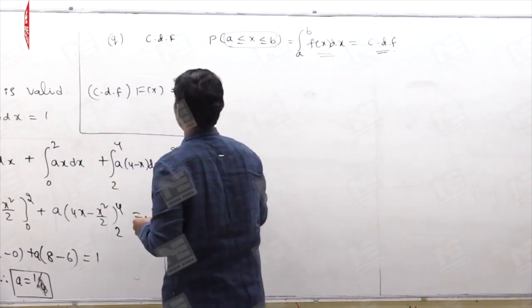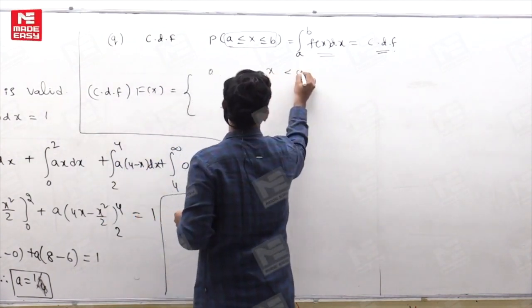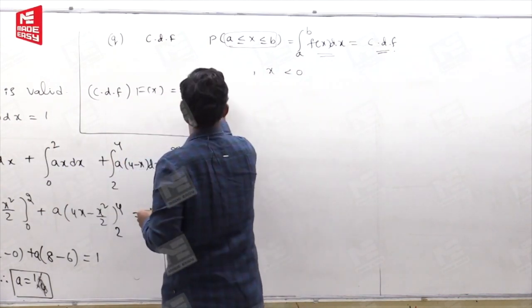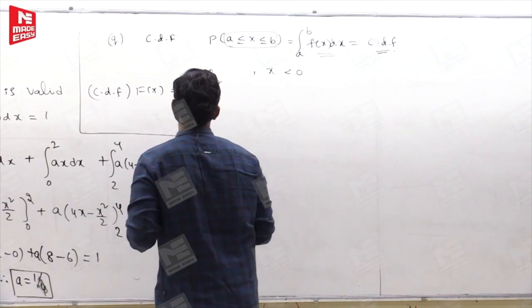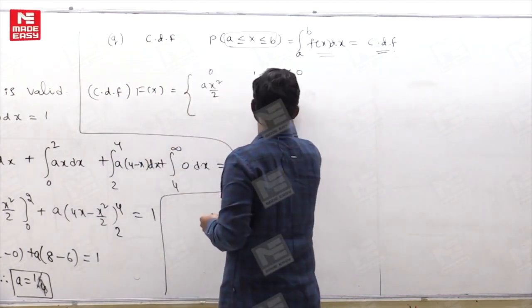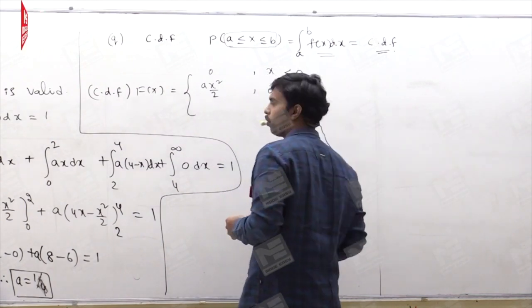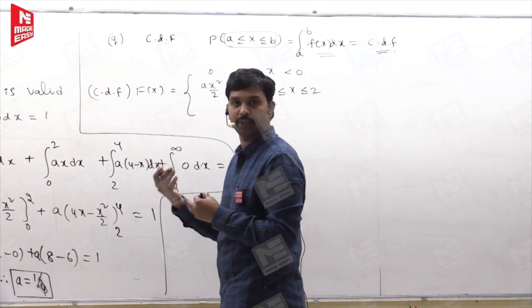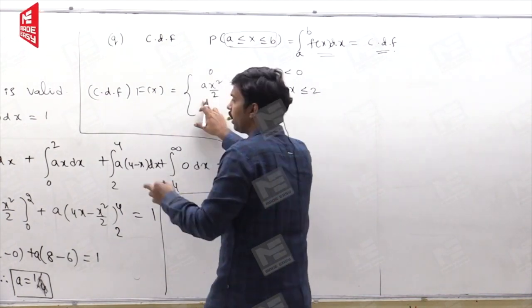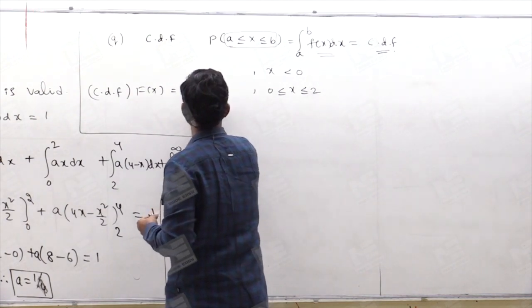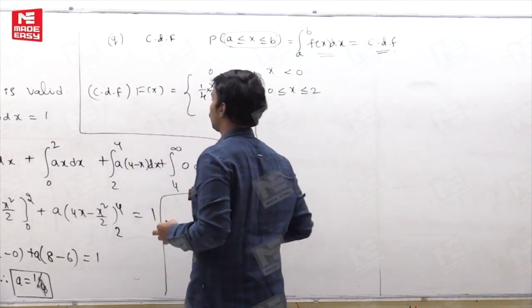The integration is 0 for x less than 0, that is obvious. Now coming to ax, the integration of this is ax square by 2 for 0 less than x less than or equal to 2. Within that interval, to find the cumulative probability, we need to integrate that function. Integrating ax gives ax square by 2. But what was the value of a? You got it as 1 by 4, so it is 1 by 4 of x square by 2.